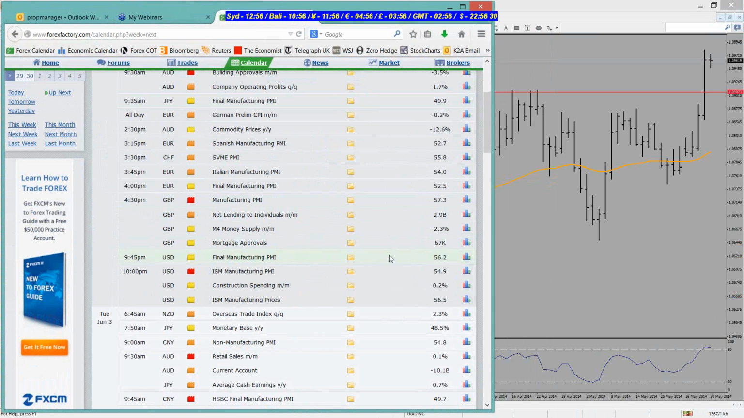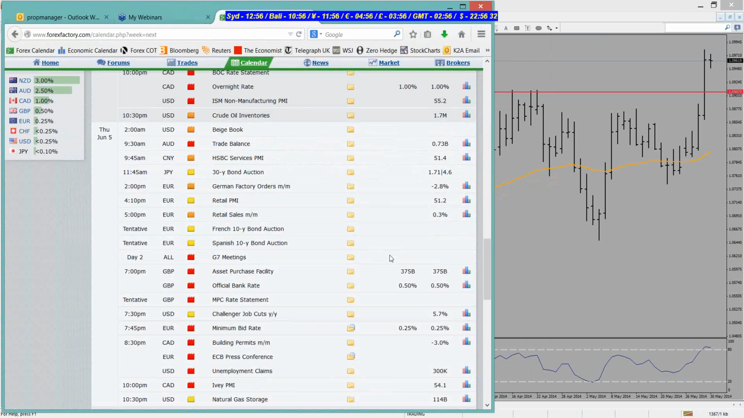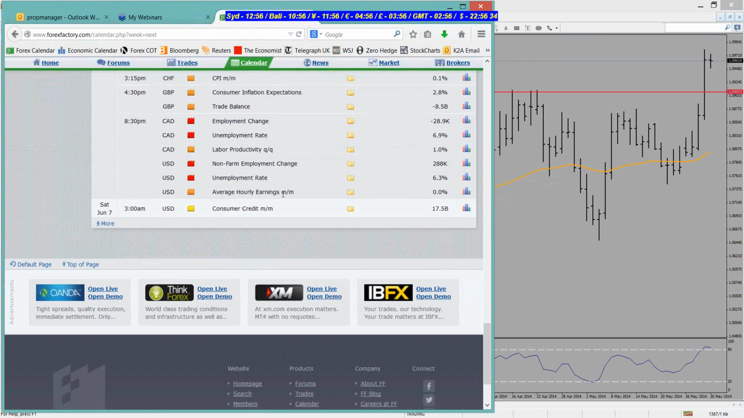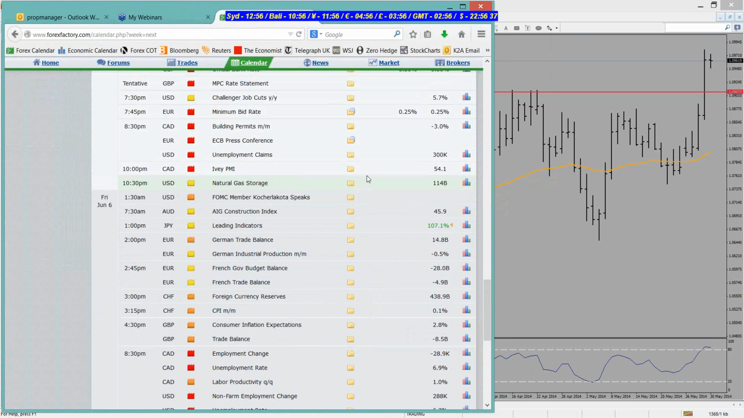Monday's all the massive PMIs, and then you've got central banks left, right and centre for the rest of the week, and finishing off with non-farm payrolls. So a very large week in news.